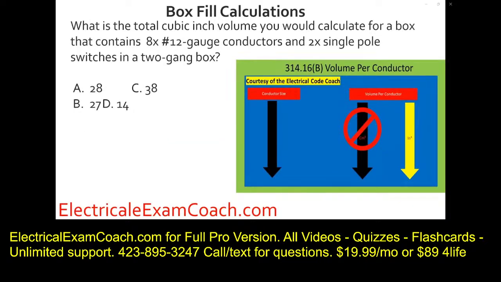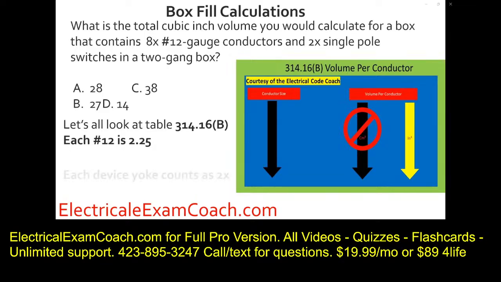What is the total cubic inch volume you would calculate for a box that contains 8 number 12 gauge conductors and 2 single pole switches in a 2-gang box? We look at 314.16(B). We know that each number 12 is 2.25. Let's go ahead and count our conductors. Each device yoke counts as 2 based off of whatever wire is terminating to the device. We know we have 8 original conductors, and we only have 1 size wire, so we know it's going to get grouped with the 12s.